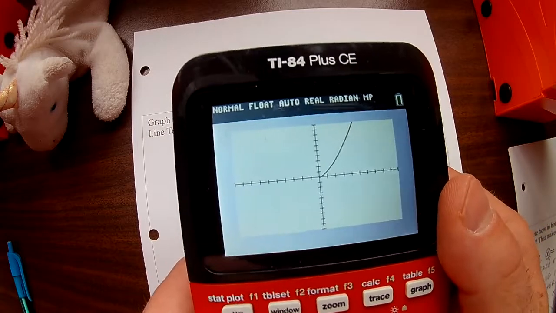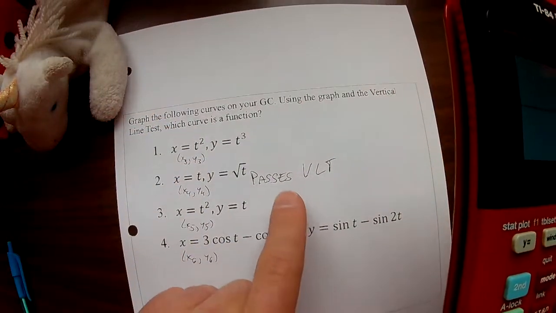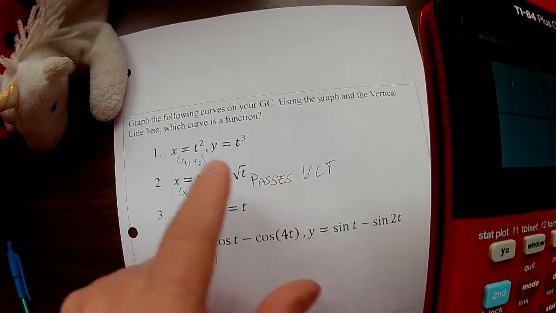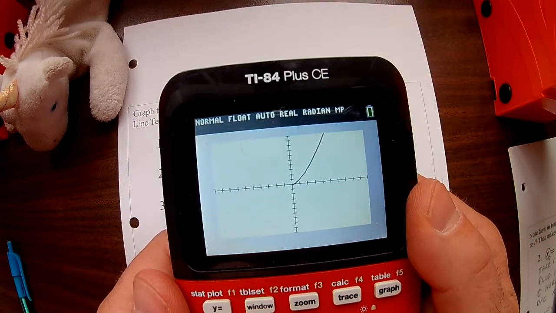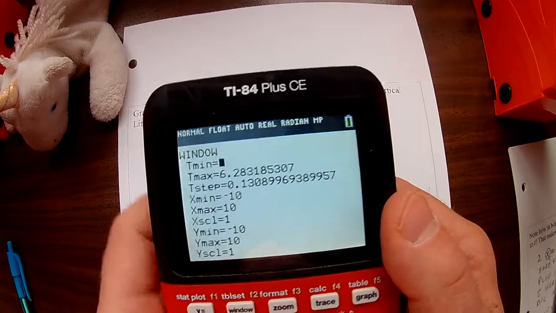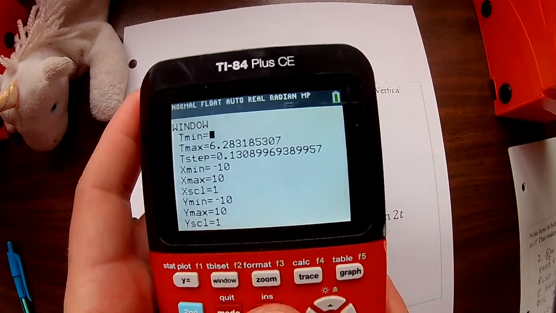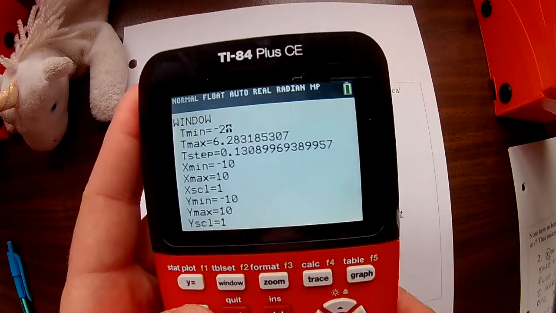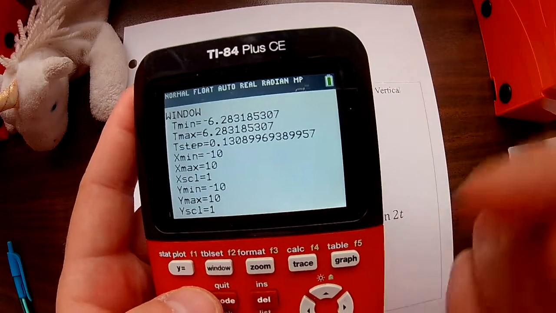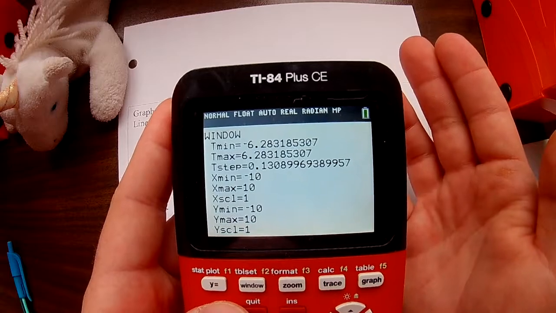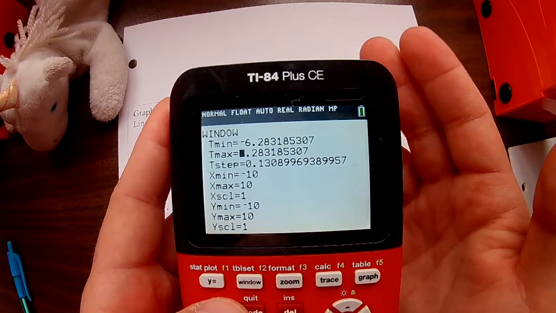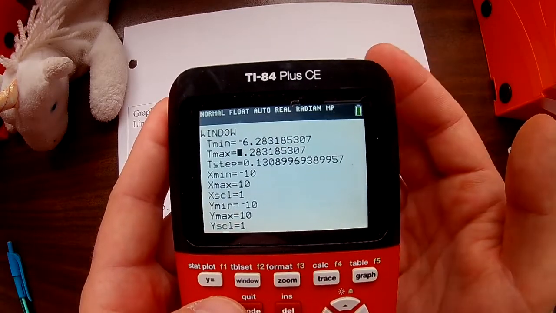Logically, since this is the only one that passes the vertical line test, this one fails the vertical line test. But I look at this, and it doesn't look like it fails the vertical line test, does it? Well, that's because my window is faulty. Just guessing here, I'm going to go to negative 2 pi. We're not including any negatives, which do give us some important values, so I'm just going to make it go from negative 2 pi to positive 2 pi.